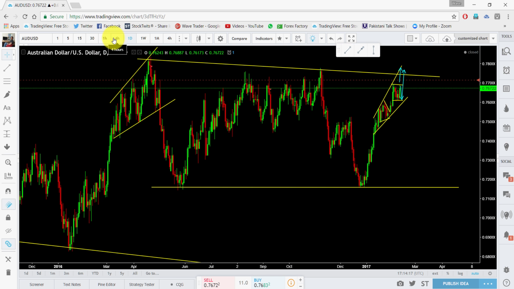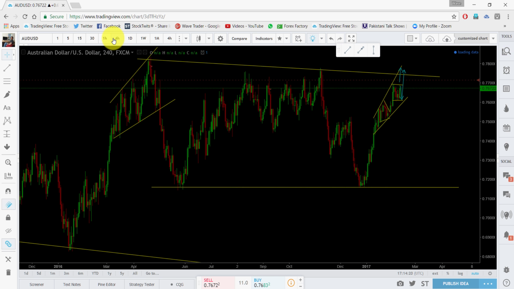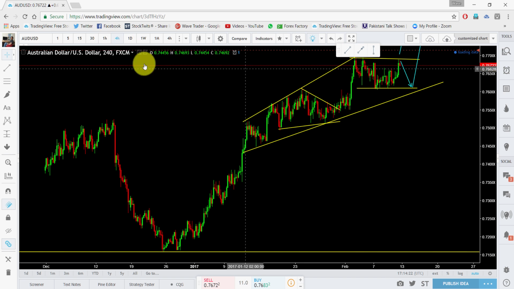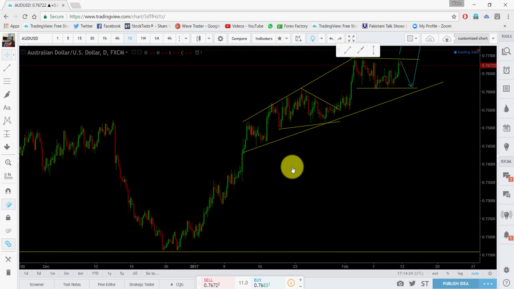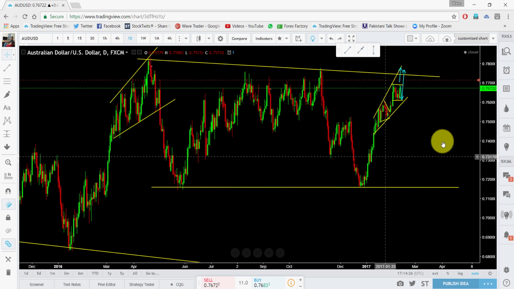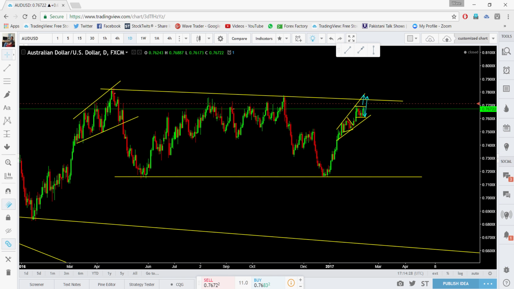So on Australian dollar and US dollar, the big move we are looking for on this pair is still to the downside, within this channel. Okay, so price is testing the top again. We have spoken about that. All right, but for short term, how can you guys trade on this pair?